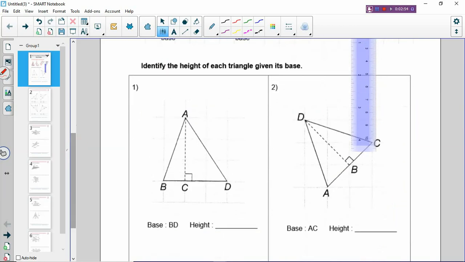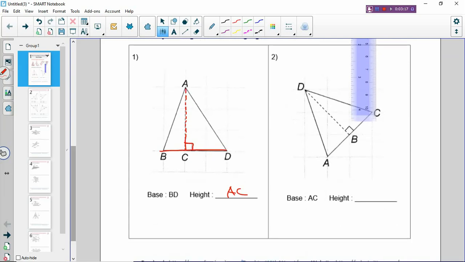If you look at number 1, the base is over here, BD. Where's the height? There's no need to use a ruler because I can see a right angle box, and this dotted line is at right angle to the base, so the height is AC. You call the line by its letters, so you use AC to call out the line. What is the next triangle? Now the base is AC. The base is always one of the three sides of the triangle. If you can see a right angle box, then the height will be at right angle to the base, so the height will be BD or DB.